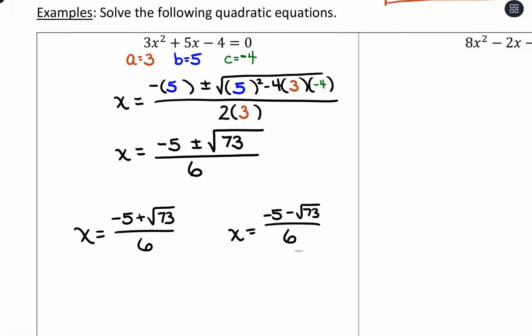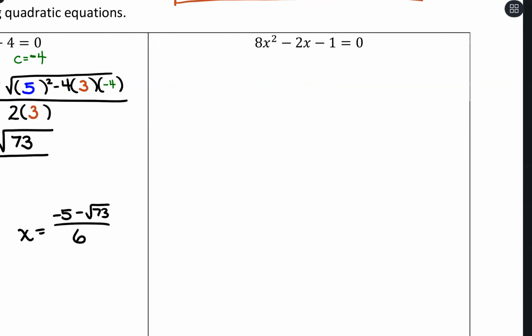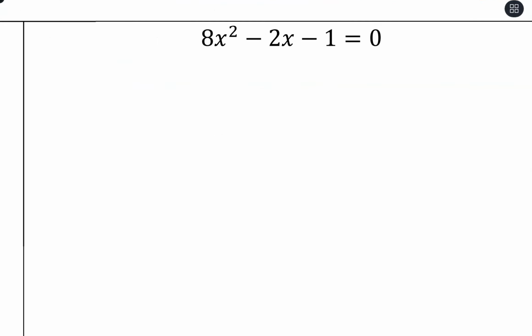Okay, just like that. Let's go to our next one here. Okay, so I have 0 on one side of the equation. That's my little mental check first. And then we're working with a equals 8, b equals negative 2, c equals negative 1.